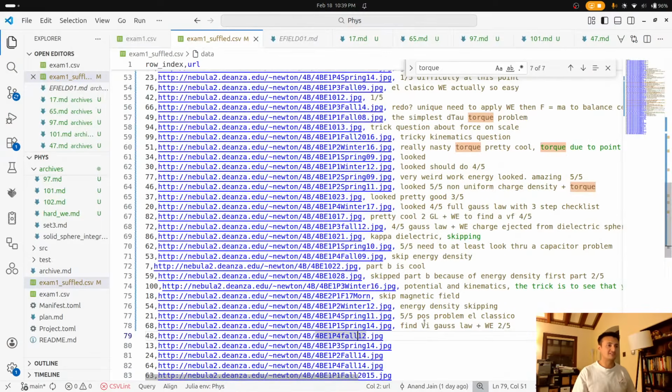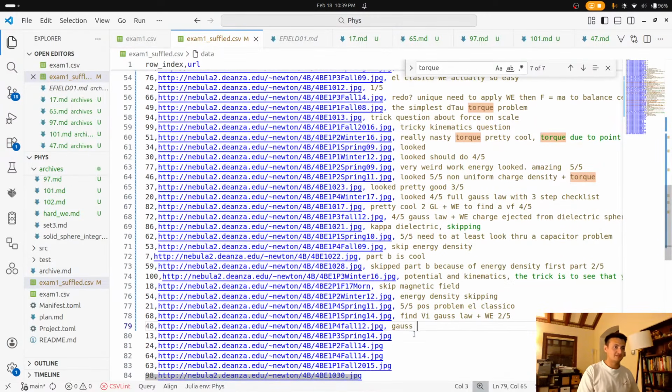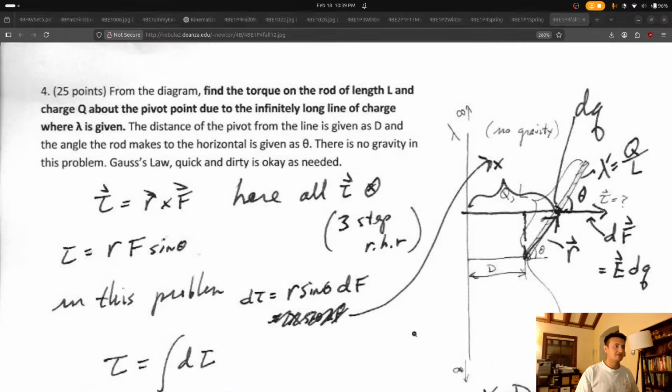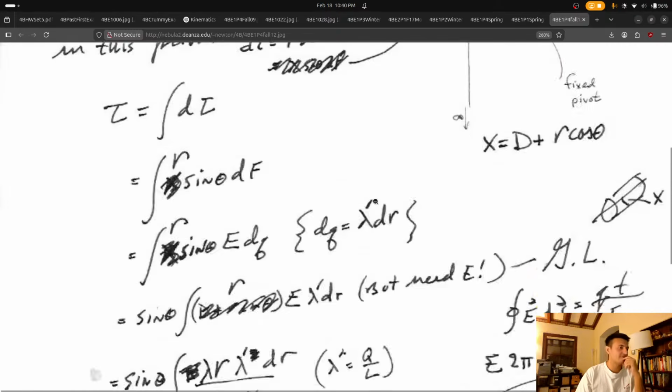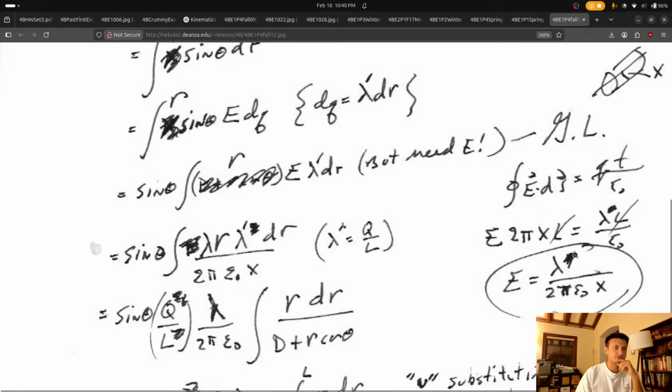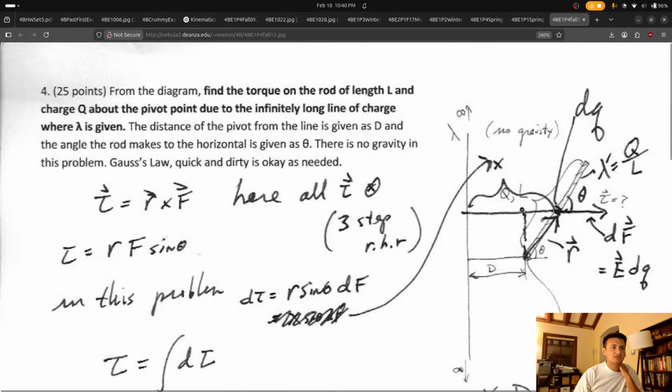I don't think we have a Gauss's law torque. Okay, so where's the pivot? Oh, but here's the interesting thing, so we have to integrate. Okay, so I'm going to call this the origin. You do Gauss's law, you find what is it? Lambda over 2 pi epsilon x. So it falls off with a factor of 1 over x, right? Oh, this is actually a hard problem, dude.